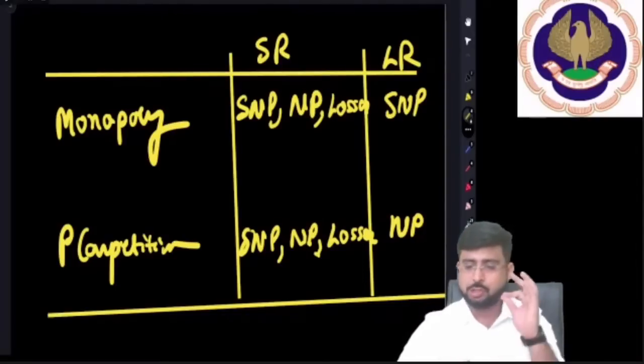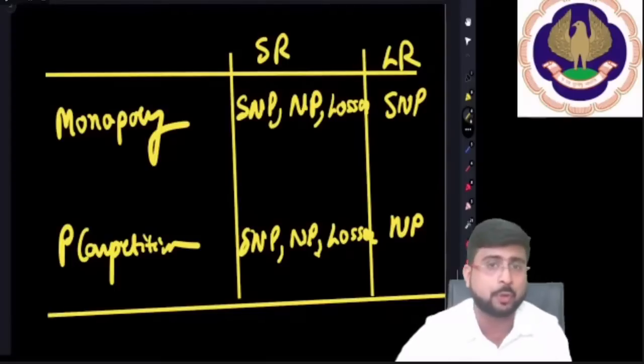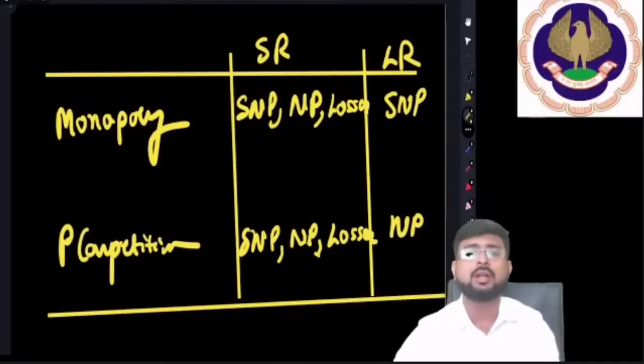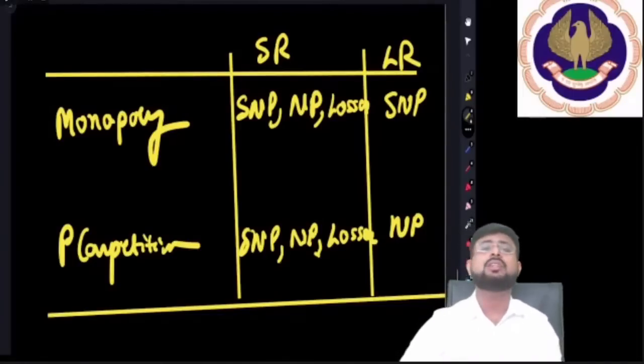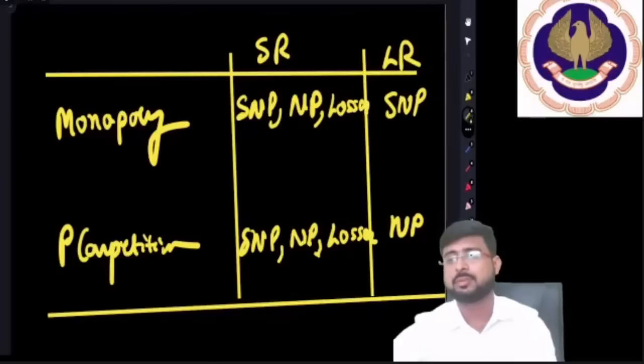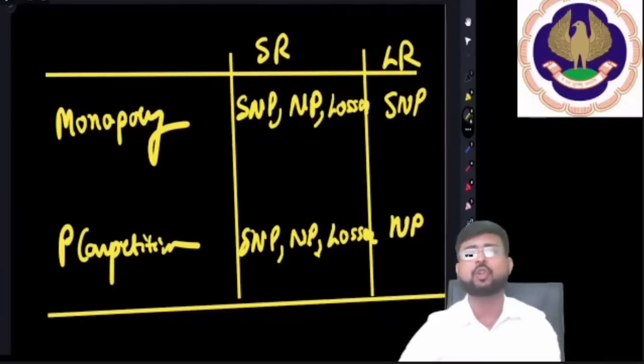So remember that a monopolist in the long run will make supernormal profits only. But to the contrary, a perfectly competitive firm in the long run will be making normal profits only. Please remember it, guys. My dear friends, please make sure you are copying it.